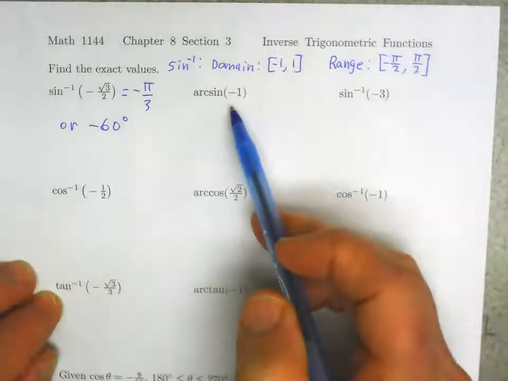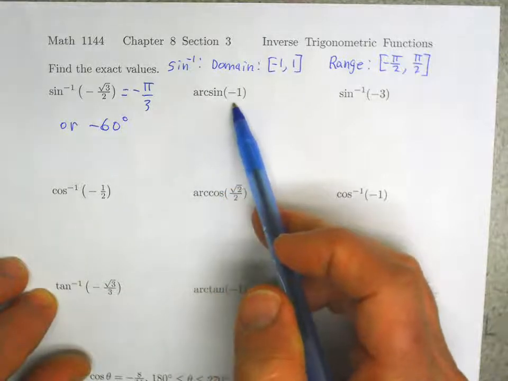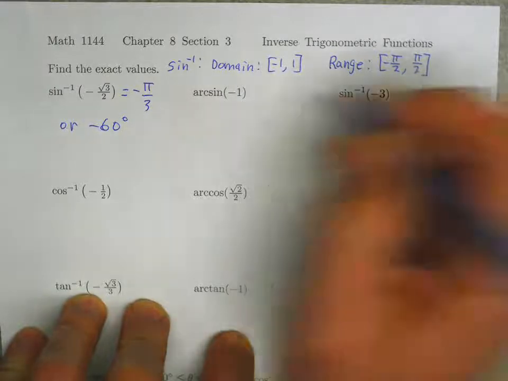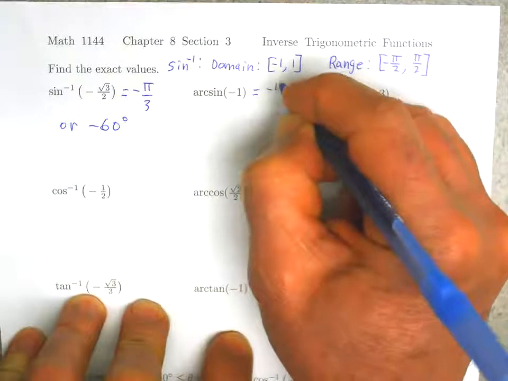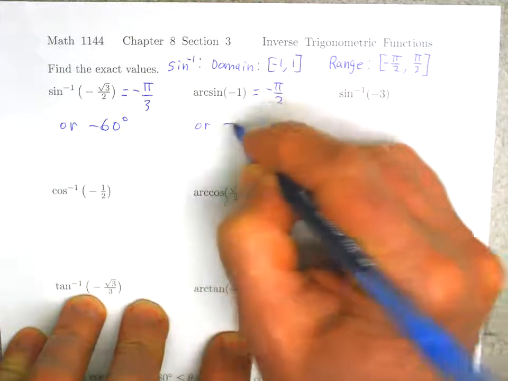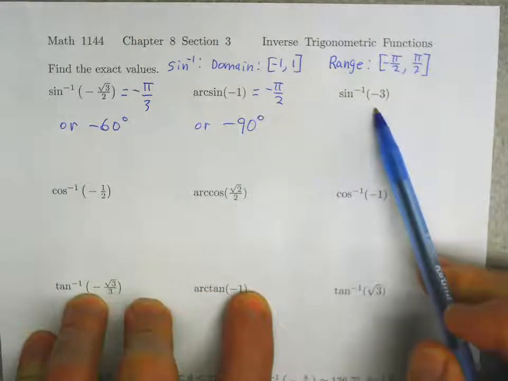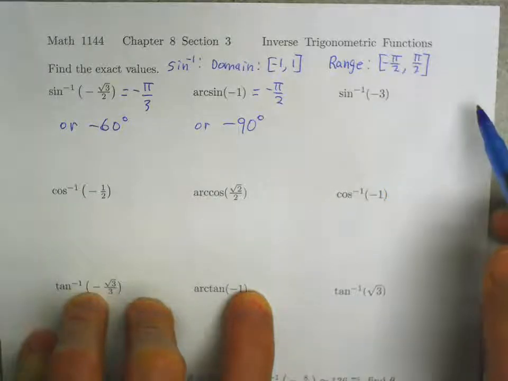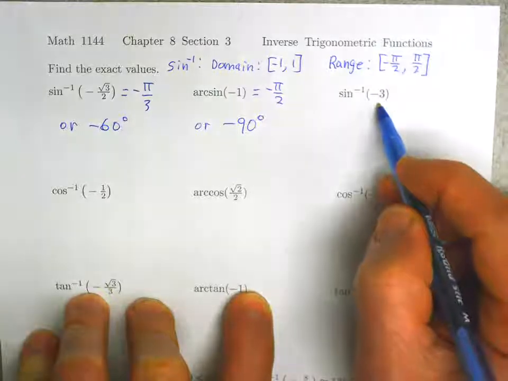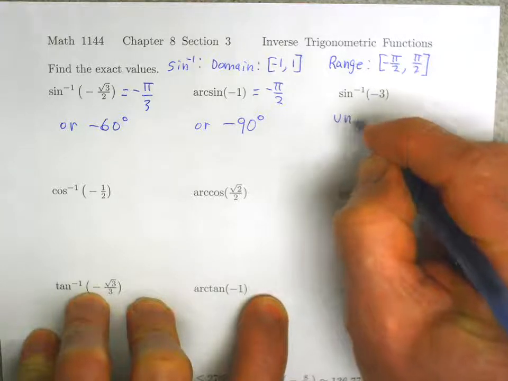Okay, the arc sine of -1, or the inverse sine of -1, well, the angle whose sine is -1 is -pi/2. Or you could write -90 degrees. Okay, the inverse sine of -3. Well, the domain of inverse sine is from -1 to 1. So -3 is not in the domain, so this is undefined.